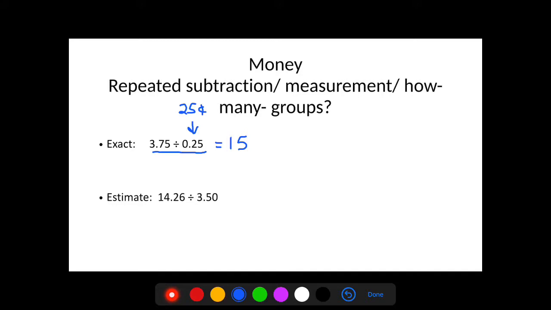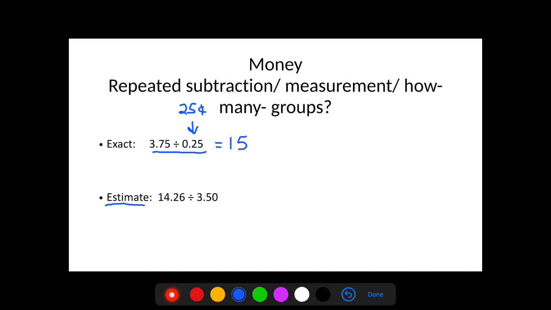We can also use this for estimation when we don't have as friendly numbers. So here, I don't have any quick facts in my head about $3.50, but I can think about it this way. If I have $14.26 in my wallet, and there's some item that costs $3.50, how many of those items can I buy and still have enough money to pay for them?